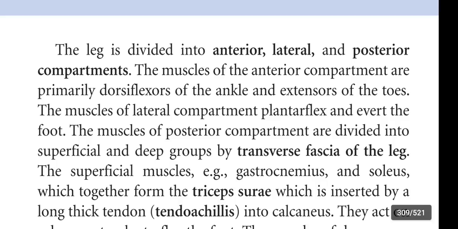The muscles of the anterior compartment directly enter the dorsum of the foot. They cause dorsiflexion of the ankle, and you may remember it like this, and extensors of the toes. The muscles of the lateral compartment plantarflex and evert the foot.